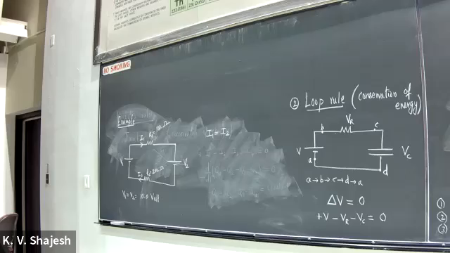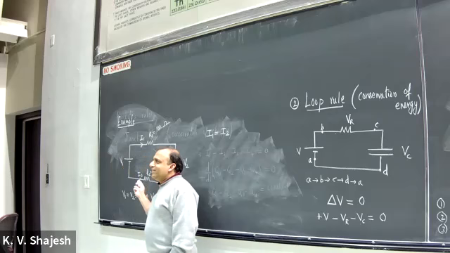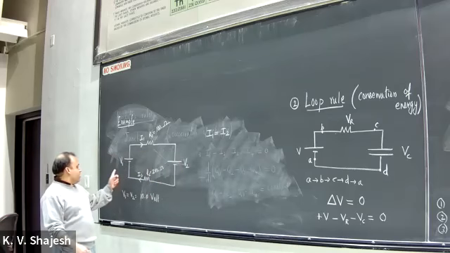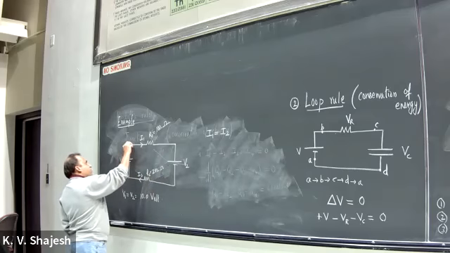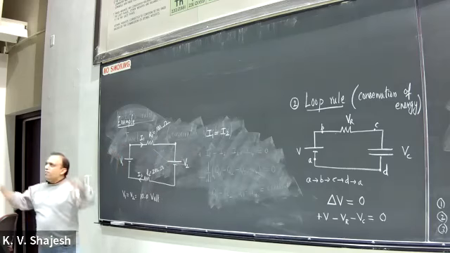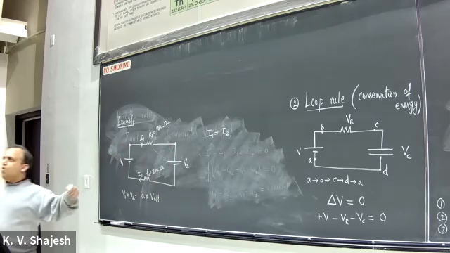Yes. So the hint is they are both 10 volts. So there will not be any current. The answer is no current because both are at 10 volts. So this potential is exactly the same as that potential. The potential at those two points is the same. If there is no potential difference, there is no movement, right?